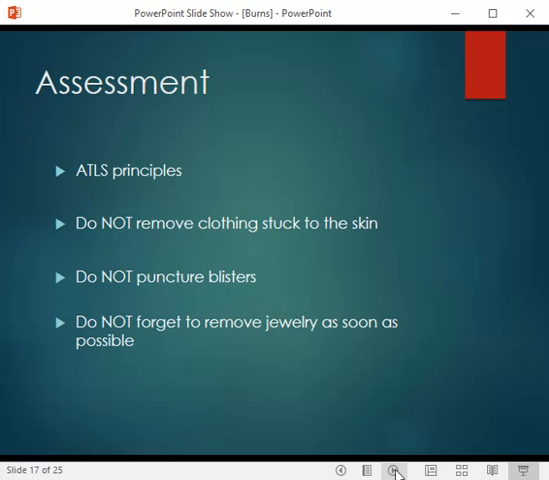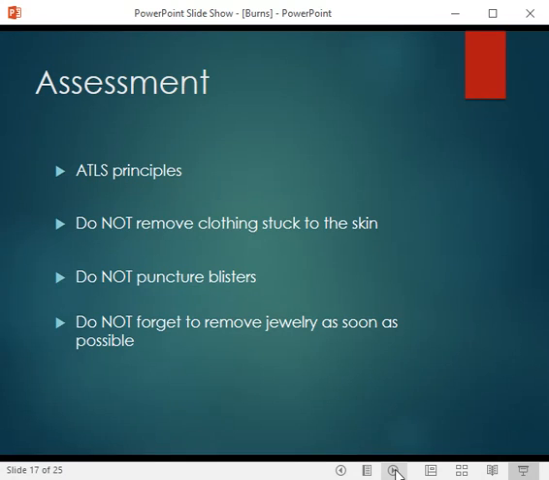So how do you proceed once you've put out the fire and done the initial management? Then you proceed with ATLS protocols: airway, breathing, circulation. It's imperative that you identify any injuries to the airways or the breathing mechanisms, because they have to be dealt with immediately. Do not remove clothing stuck to the skin, because if you try to remove it, you may remove the burnt skin, exposing the deeper layers, which may then become infected.